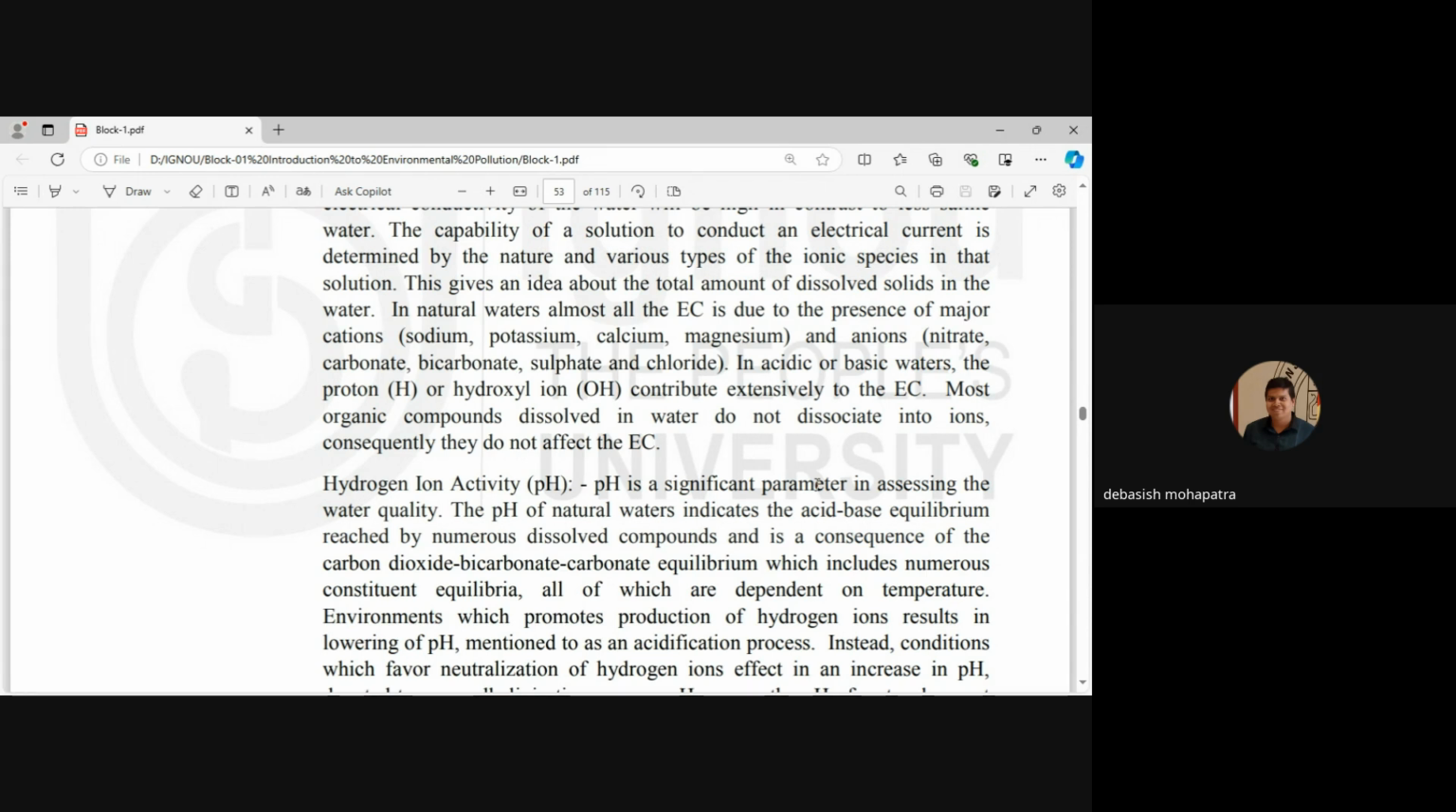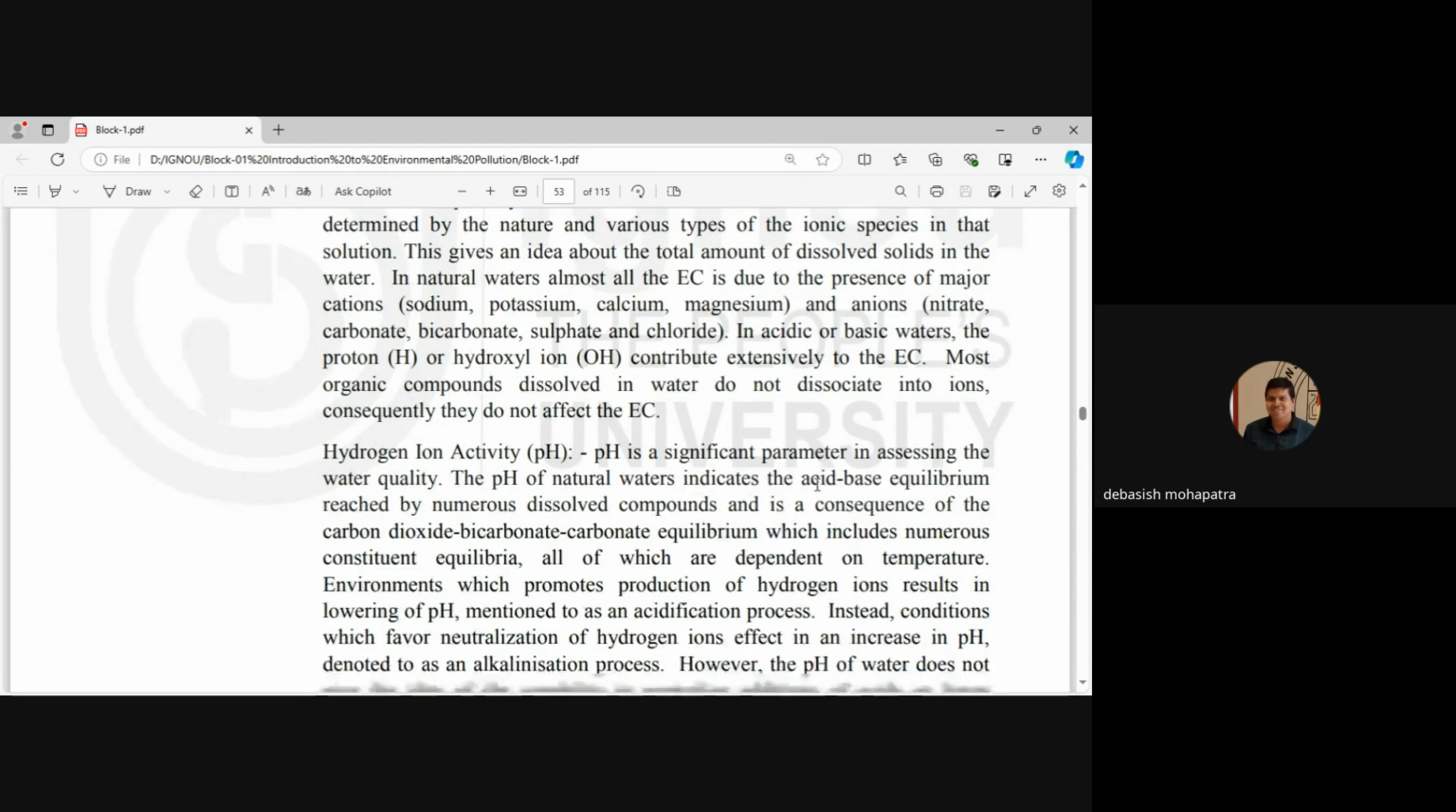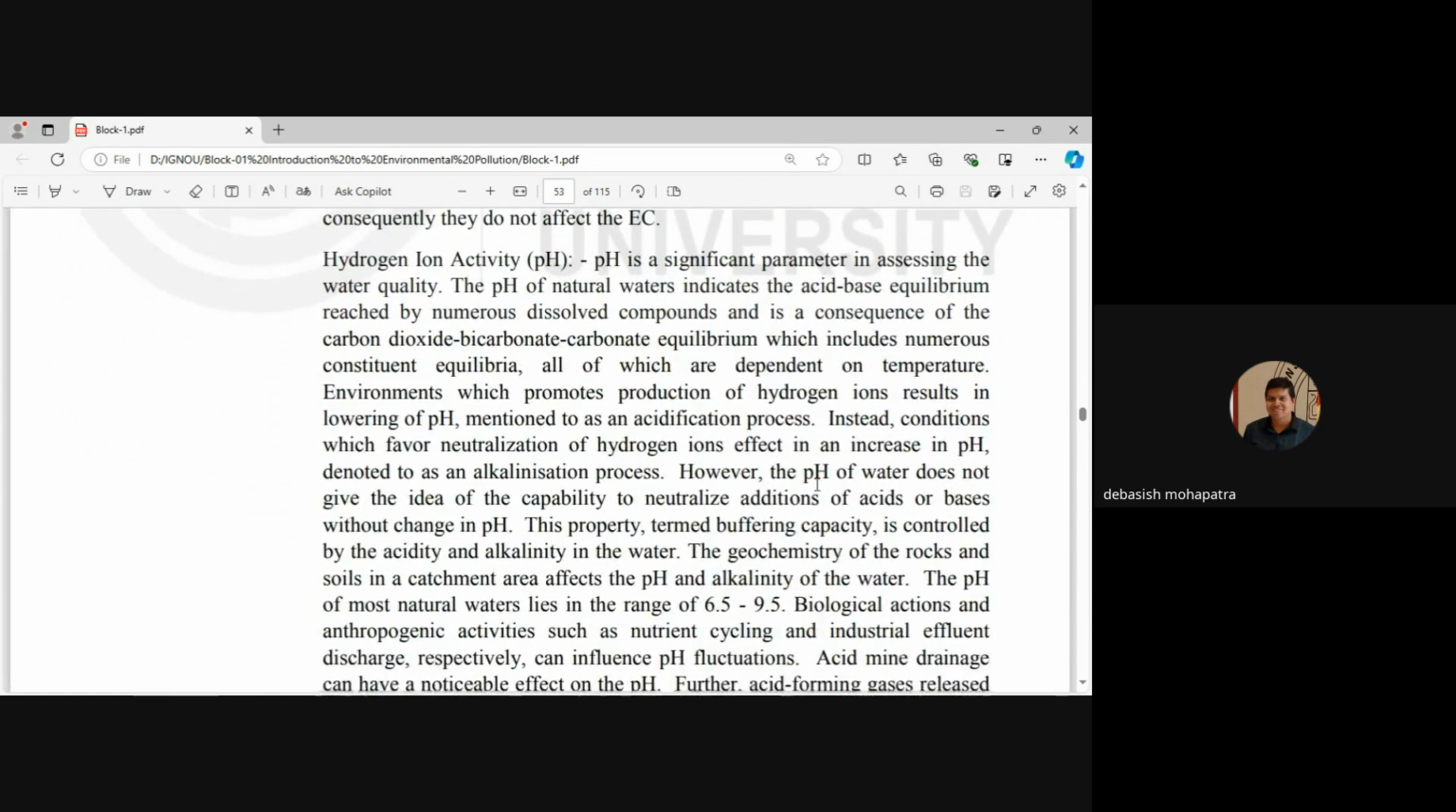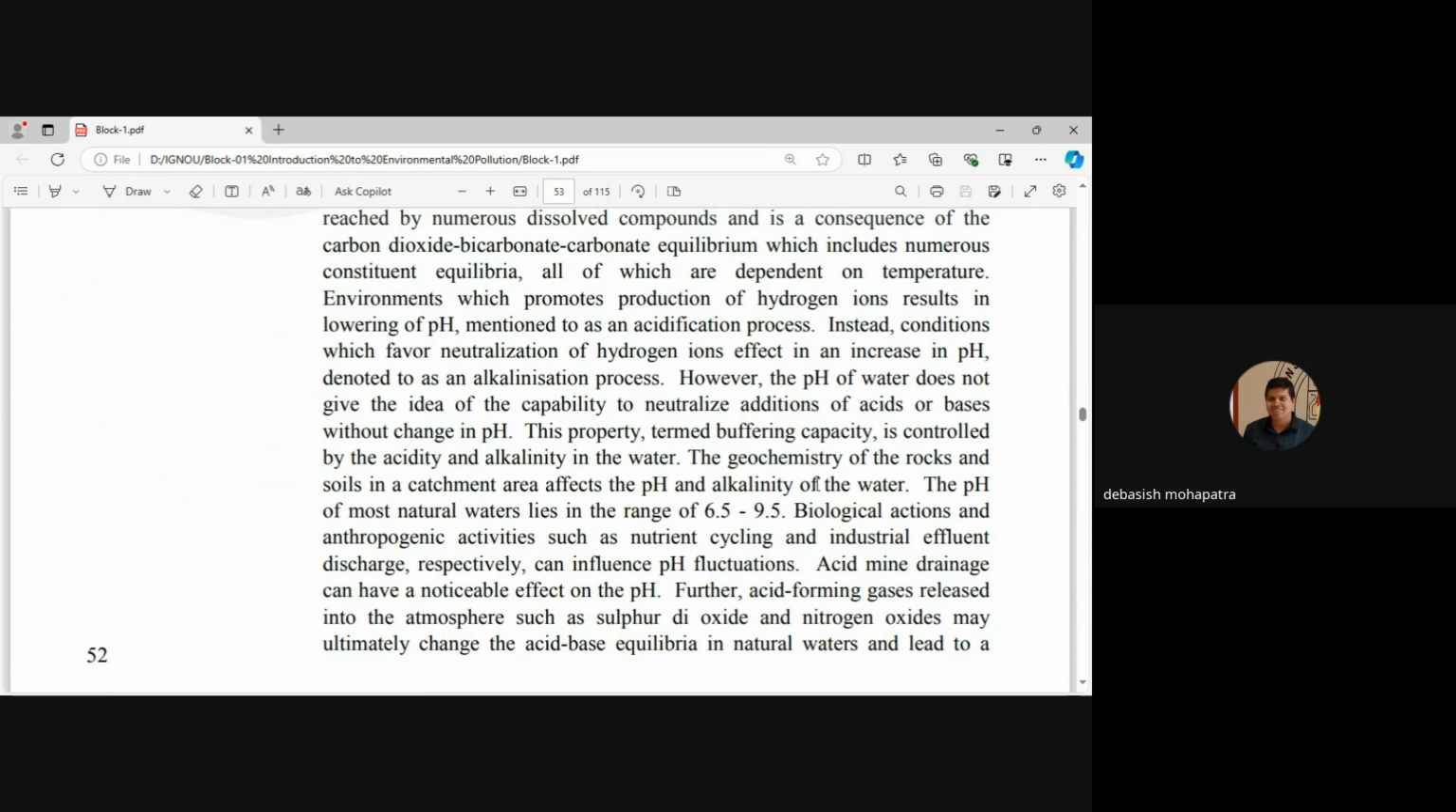Hydrogen activity or pH is a significant parameter. We know that a change in pH will change many things in the water, from total dissolved solids to all aquatic animals, even our drinking water. So the pH of most natural water lies in the range of 6.5 to 9.5. Biological actions and anthropogenic activities such as nutrient cycling and industrial effluent discharges respectively can influence pH fluctuation. Acid mine drainage can have a noticeable effect on the pH.